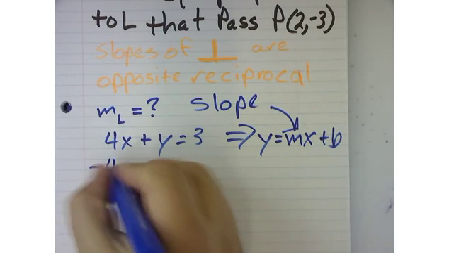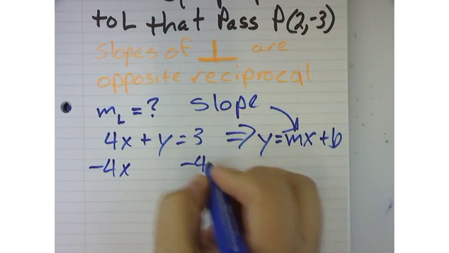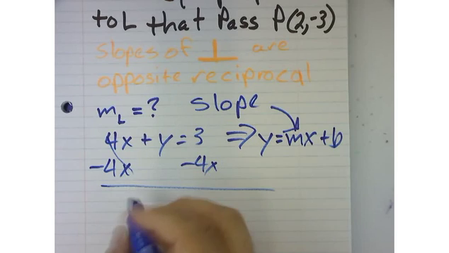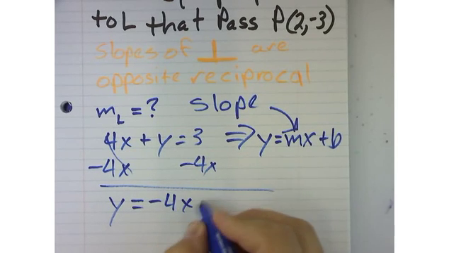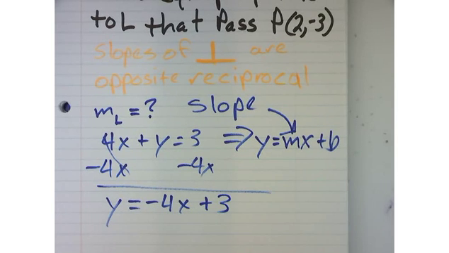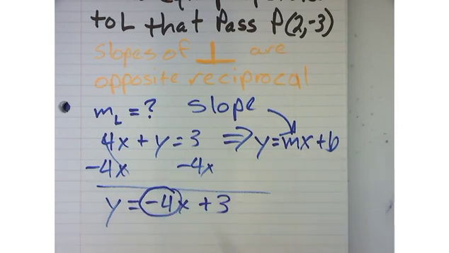Subtract 4x from both sides. Good. I like what you're doing there. Y is by itself already. Well, that's good. Alright, cool. I'm done, right? Nope. What did I do? I found the slope, and now how does that help me on the next portion of my task?